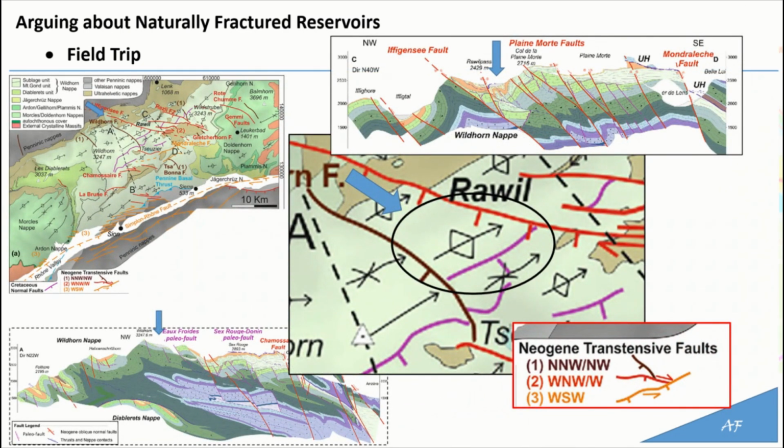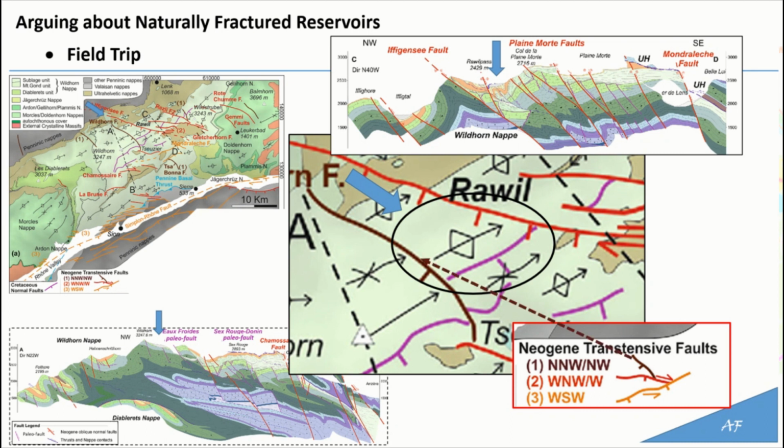Let's move to the Neogene transtensive faults. These faults are younger than the Alpine fold and thrust structures related to the nappe stacking, and in general, they also cross-cut rather than reactivate the synsedimentary Cretaceous faults.